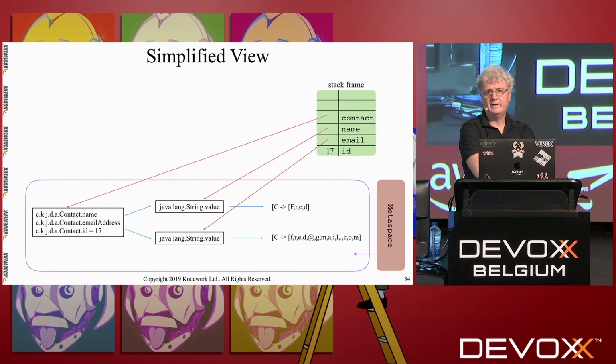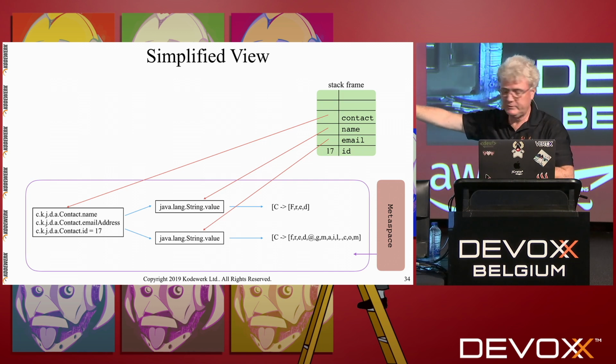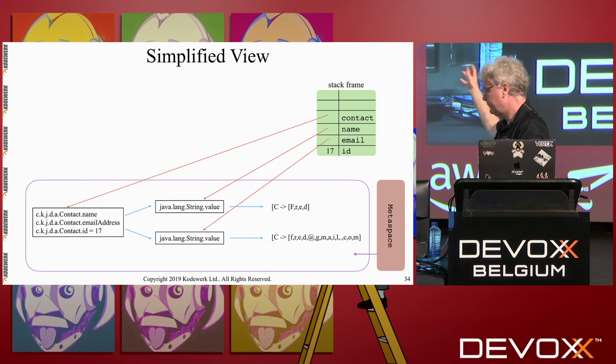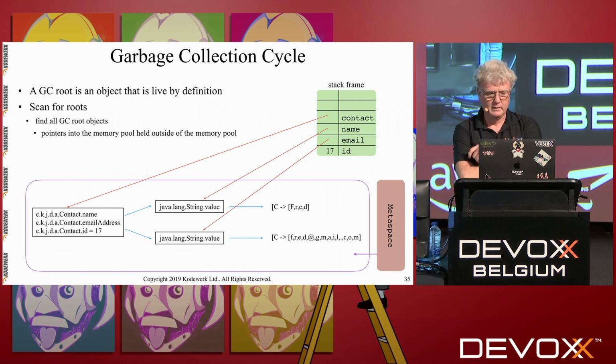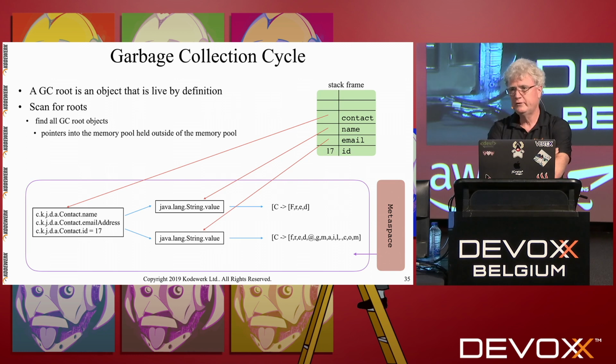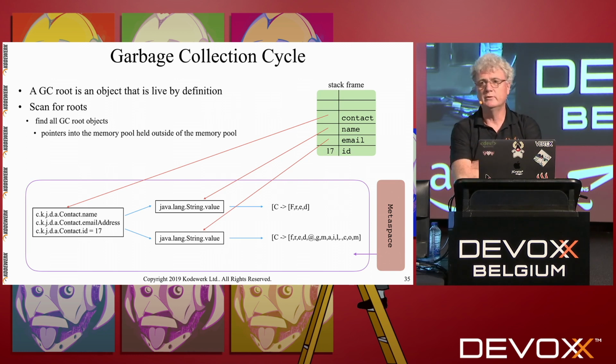So if we look at a simplified view of what's going on, you can see that, okay, here's my stack frame. There's my pointers going into memory. There's my data that's allocated to memory, and of course we have my back pointers coming in from metaspace. And we get the garbage collection called. So the first thing we need to do in the garbage collection cycle is we need to do this thing called scan for roots. That's going to be the first step.